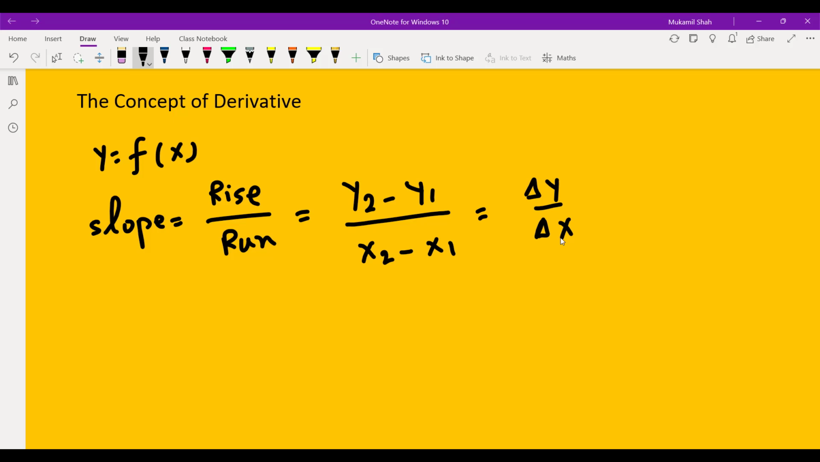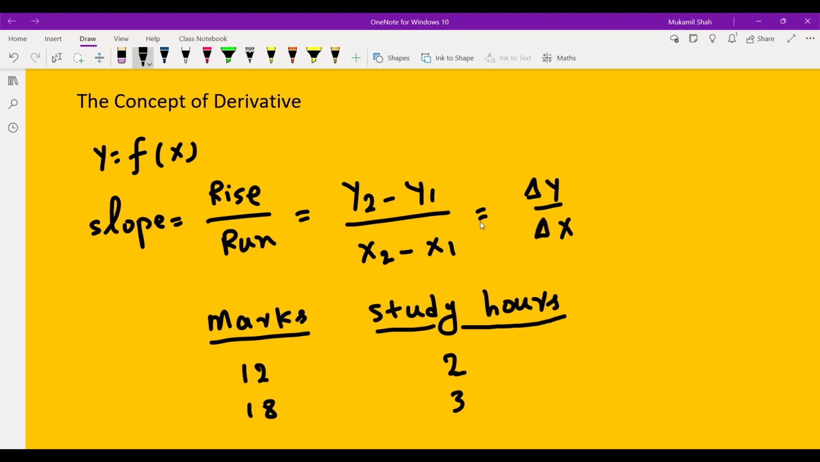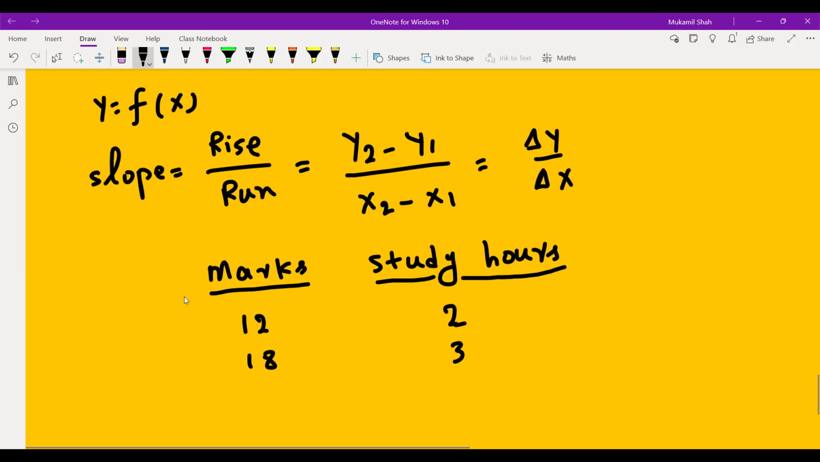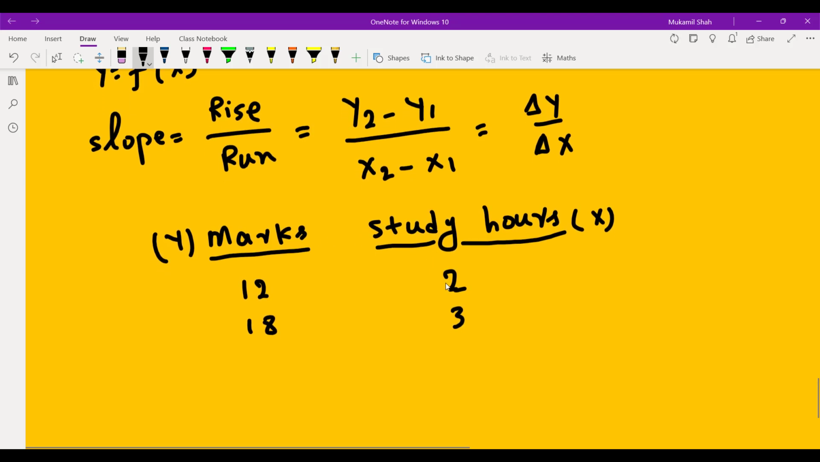What does this mean? To understand this, let us take an example. For example, y is the dependent variable, which is marks, and x is the independent variable, which is study hours. When study hours is equal to 2, marks obtained is 12. But when we increase study hours from 2 to 3, by 1 hour, marks increase from 12 to 18. So clearly this is y, your dependent variable, and this is x, your independent variable. First the independent variable changes, then in response your dependent variable also changes. First of all, you have to increase your study hours, then it will increase your marks.